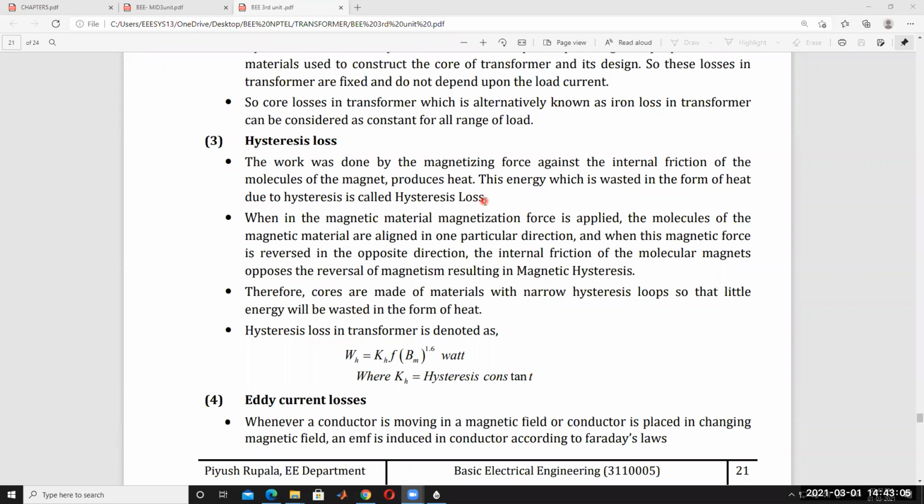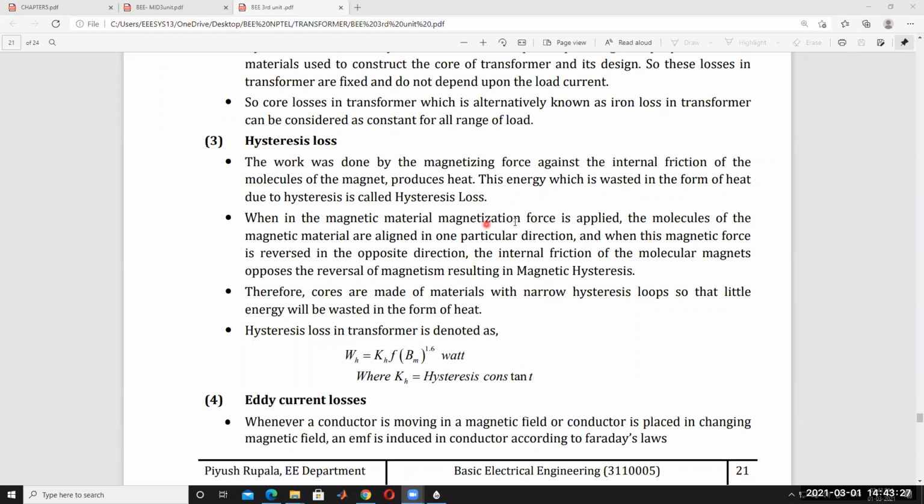Work was done by the magnetizing force against the internal friction of the molecules of the magnet, and that produces heat. This energy was wasted in the form of heat due to hysteresis, called hysteresis loss. You know this concept well.